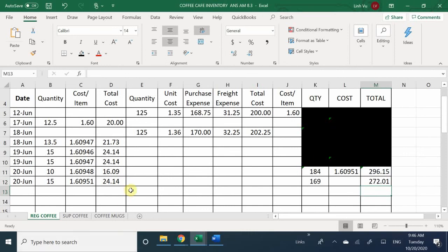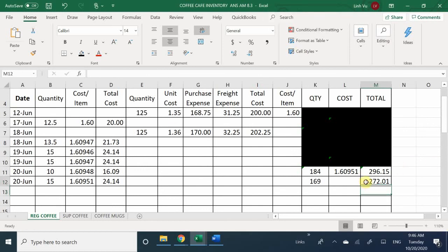What did you get for your total? Oh, I did not. I went to calculate the per unit immediately. I'm sorry. That's fine. 296.6 minus 24.14 plus 272.01. Why are we adding? No, I'm subtracting it. The 296.15 minus the total cost, minus the 24.14. That comes to 272.01. Good.